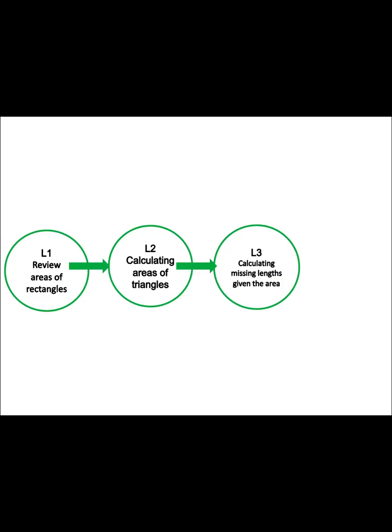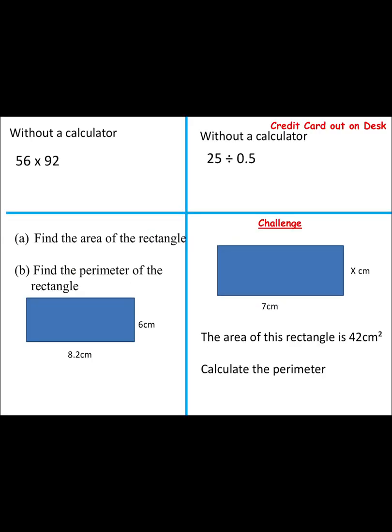Here are our objectives. The first thing we're going to do is look at more of the problem-solving side of areas of rectangles. I'm sure most of you would have been familiar with the basics. Our second learning objective today will be looking at areas of triangles. And our third learning objective will be calculating missing lengths given the area. Right, so let's pause the video, please, and have a go at this do now task.